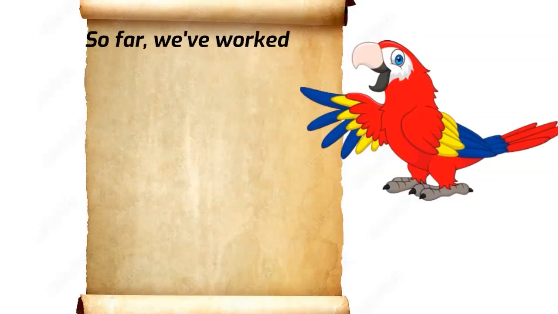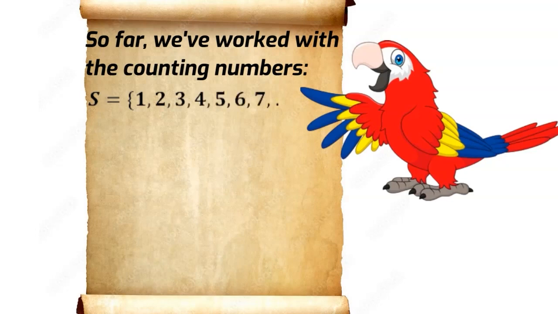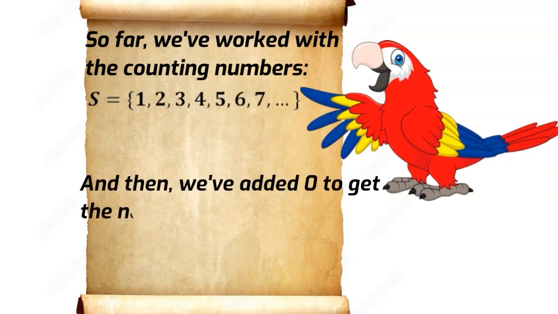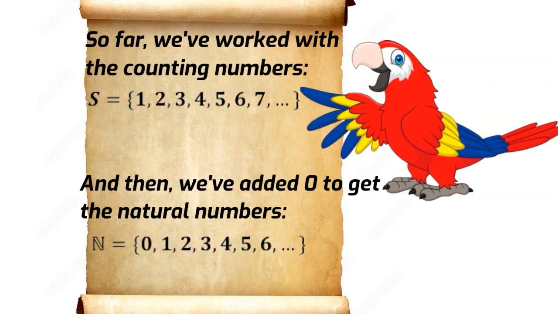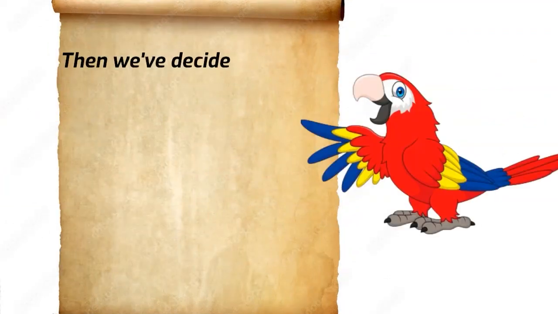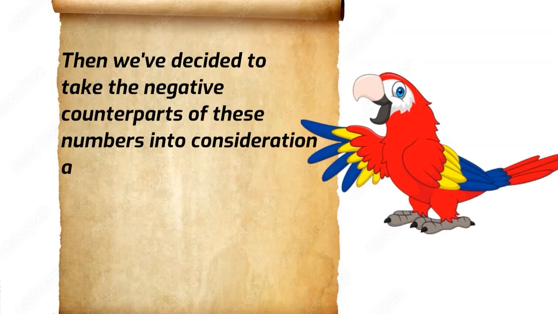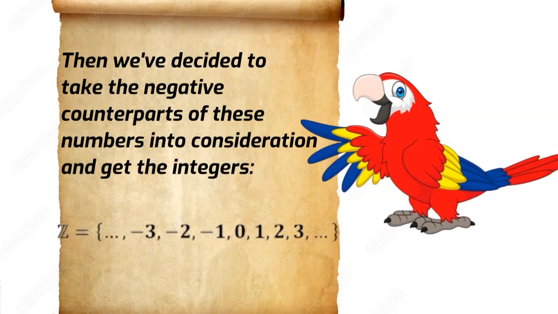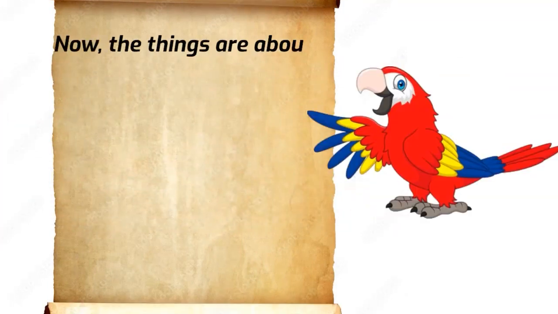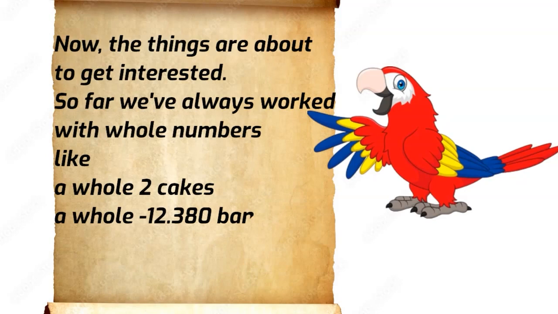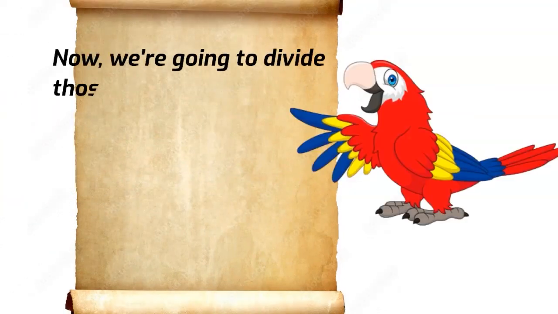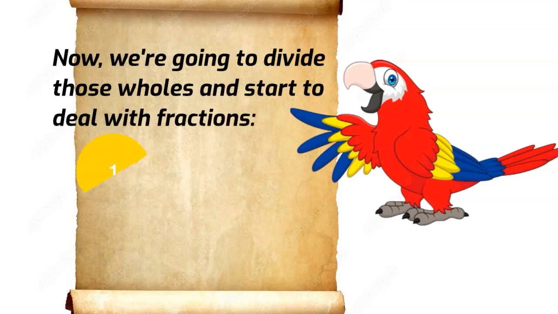So far, we've worked with the counting numbers. They begin with 1 and stretch into infinity, and then we've added 0 to get the natural numbers. Then we've decided to take the negative counterparts of these numbers into consideration and get the integers. They stretch to infinity on both sides. Now, things are about to get interesting. So far, we've always worked with whole numbers, like a whole 2 cakes, a whole minus $12.380 bank account. Now, we're going to divide those wholes and start to deal with fractions.